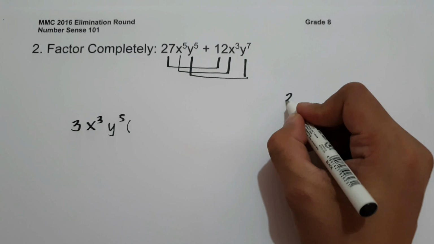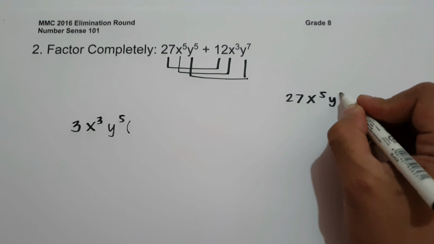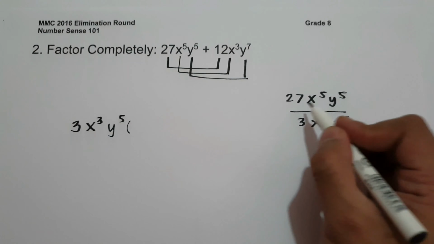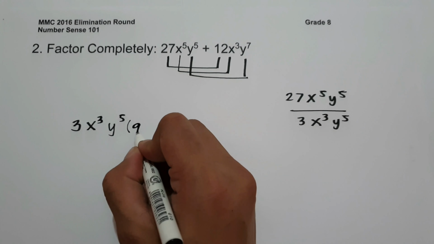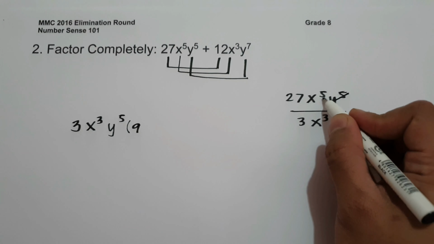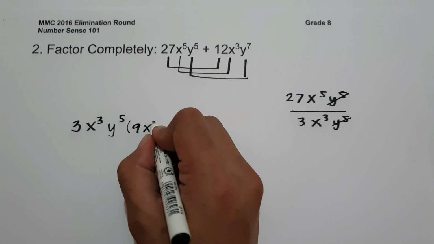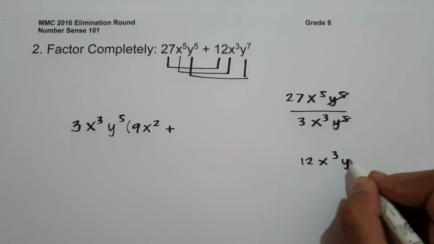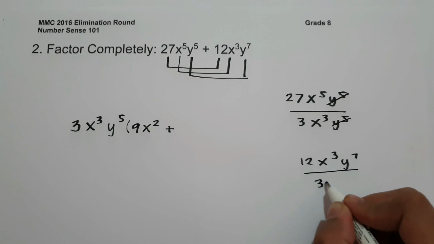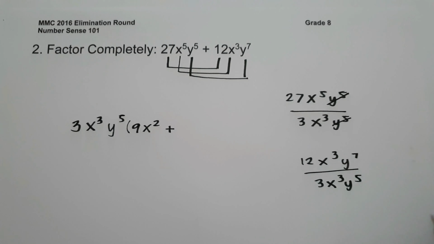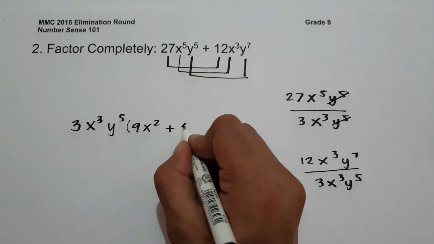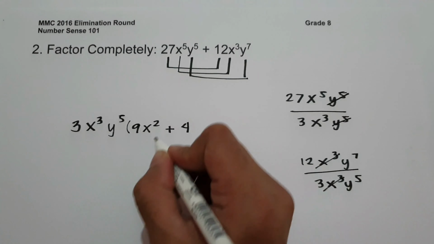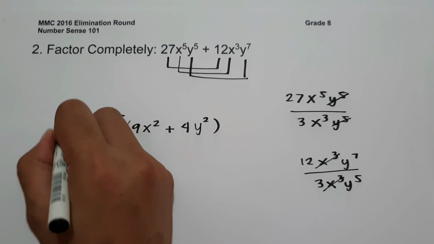And then 27x^5y^5 over 3x^3y^5. 27 divided by 3, that is 9. We are going to cancel this one. x^5 divided by x^3, that is x squared. And then let's have 12x^3y^7 over 3x^3y^5. 12 divided by 3, that is 4. And we are going to cancel x^3. And then y^7 divided by y^5, that is y squared. So this will be the answer.